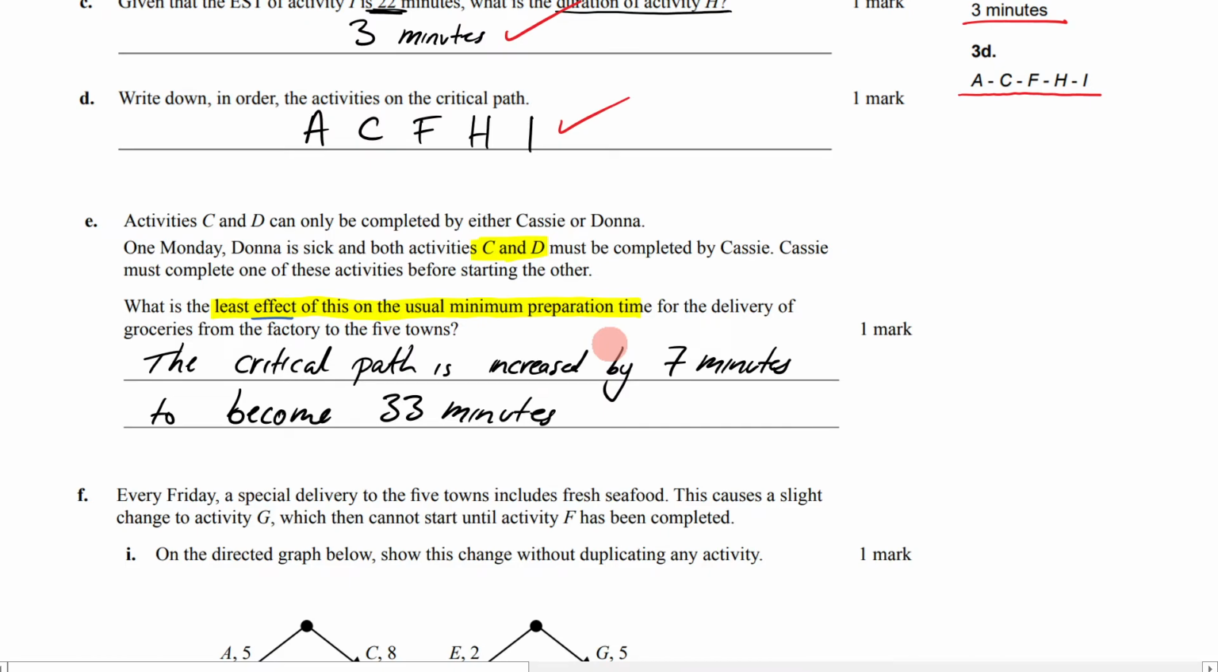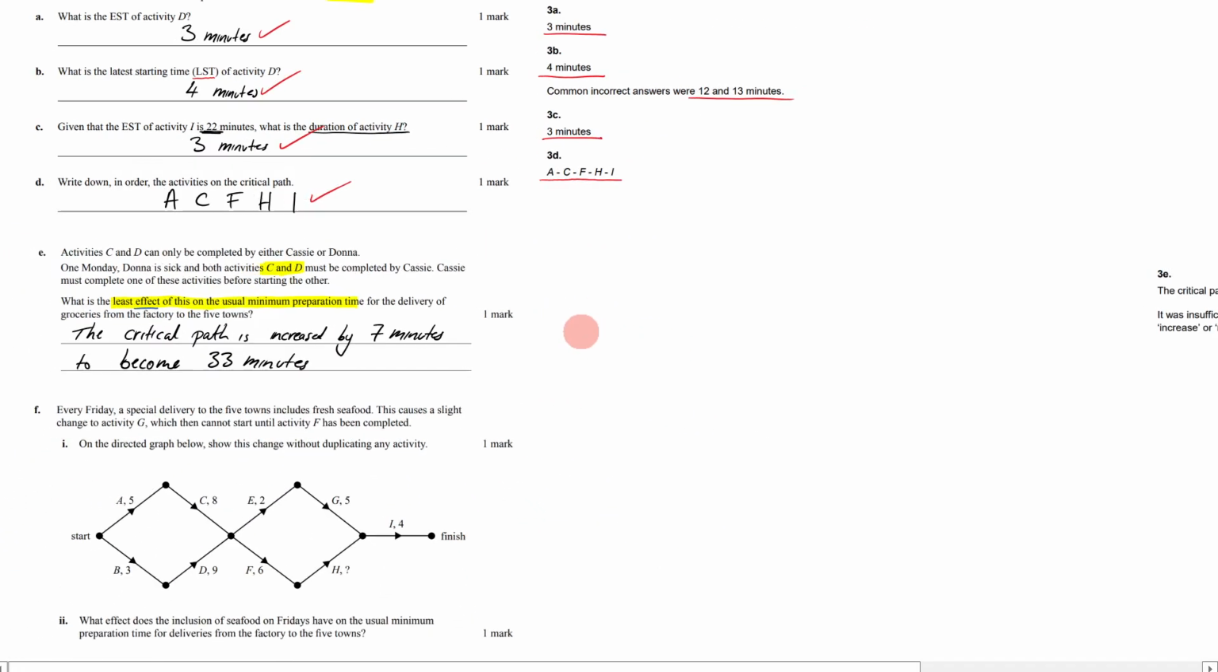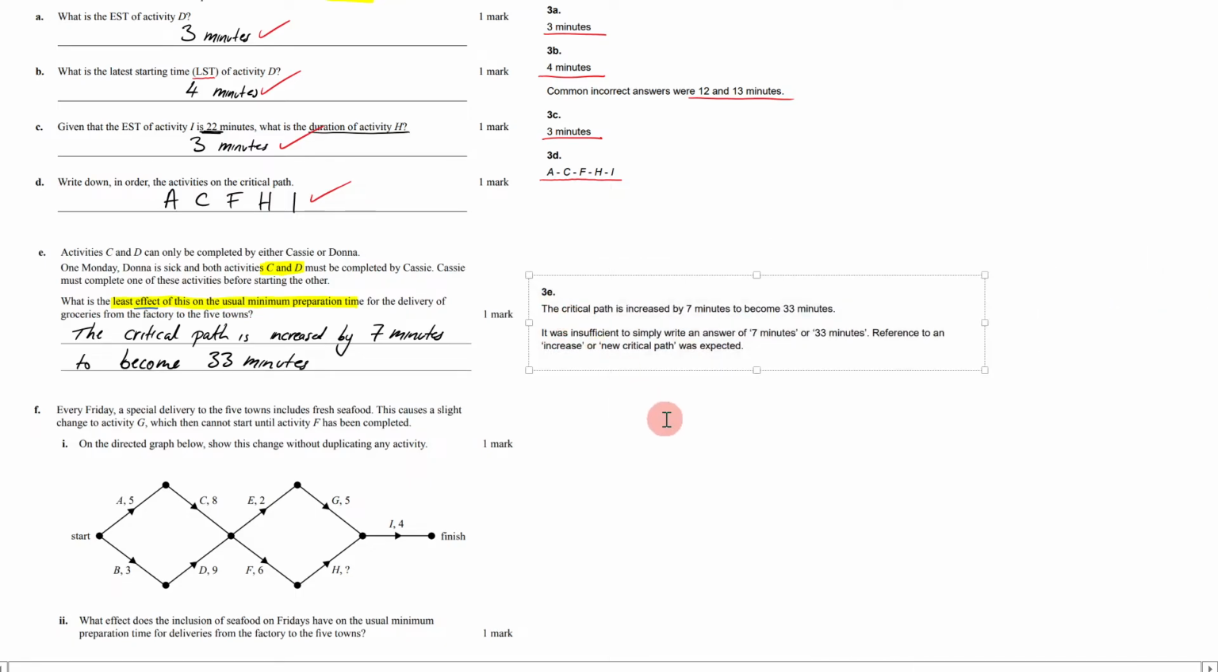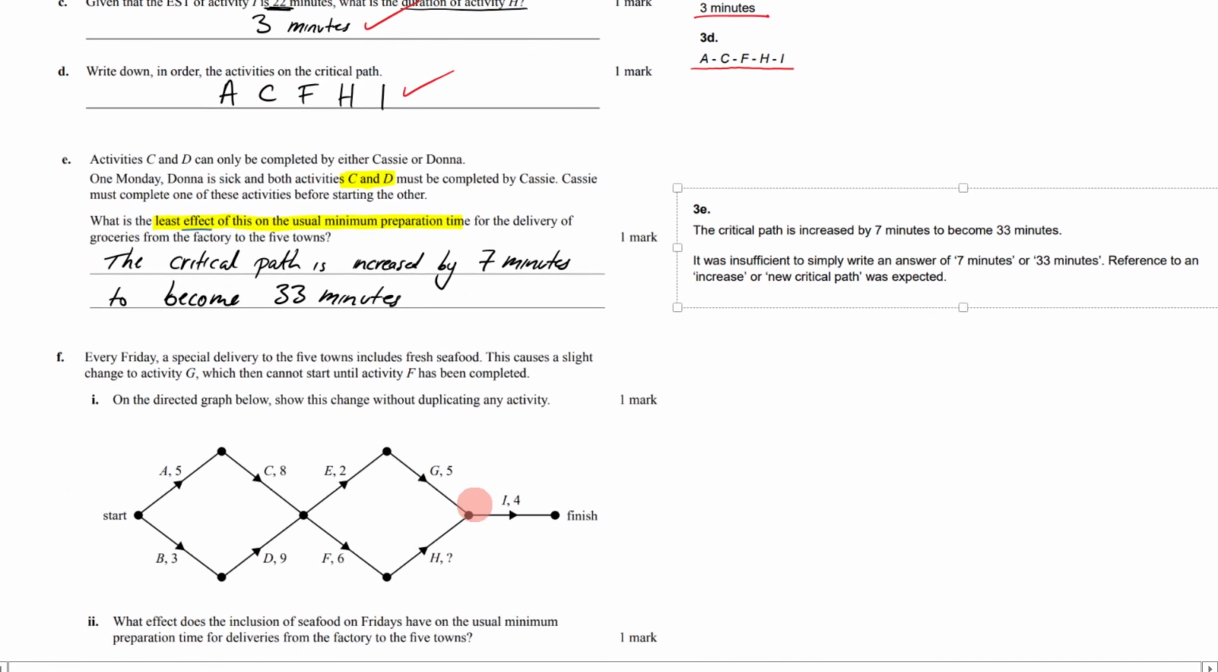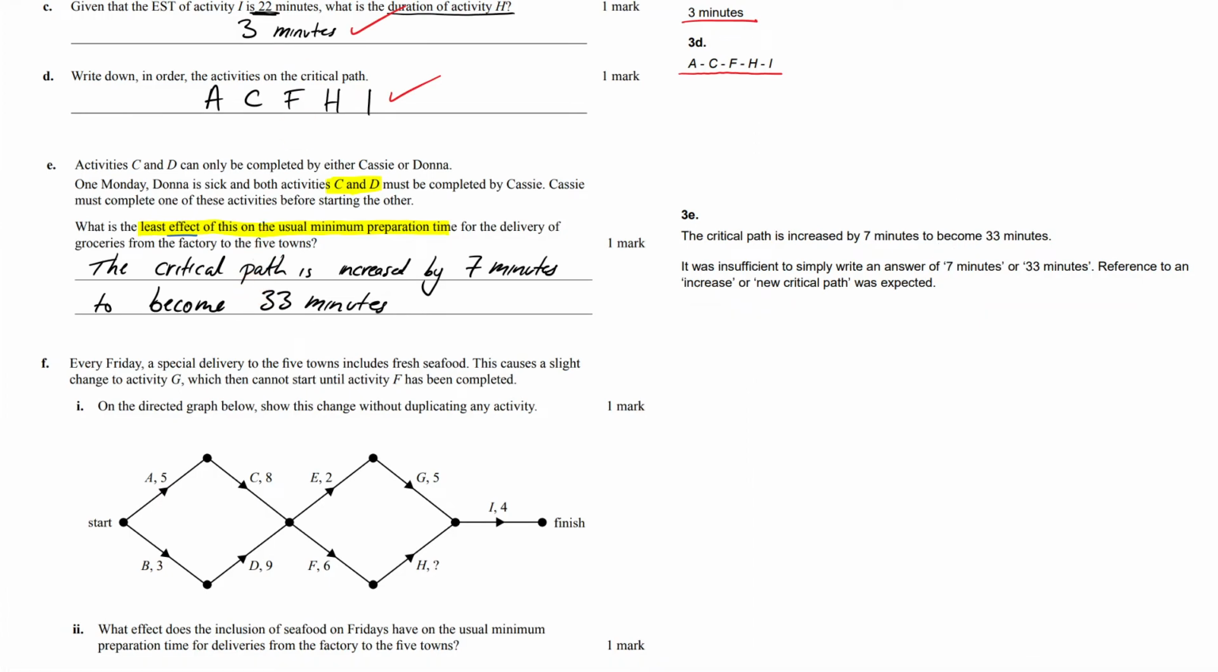All right, if I now look at my examiner's report here, let's have a look at what they've written. Okay, so surprise, surprise, they've written exactly what I've written. It says the critical path is increased by 7 minutes to become 33 minutes. So notice that I've used the word increased, how much it's increased, and then my new minimum finish time there. It was insufficient to simply write an answer of 7 minutes or 33 minutes.